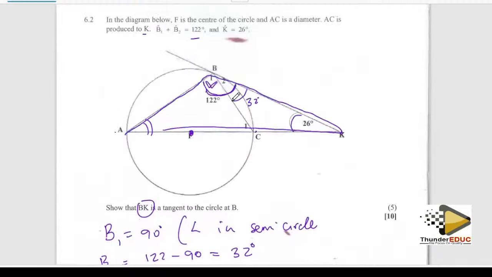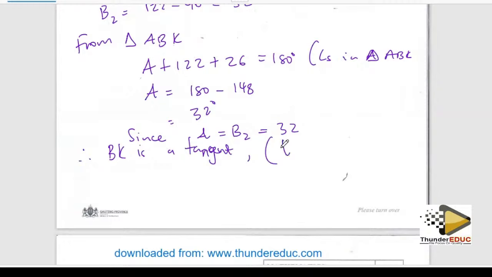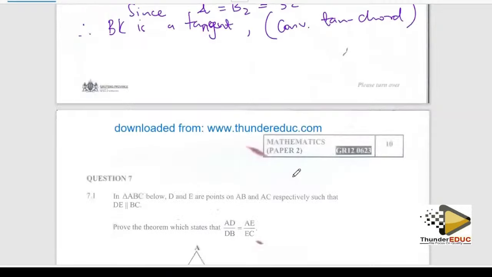So remember what we said, if A is the same as this B2, then it's a tan-chord. So therefore, BK is a tangent. Or we can say since A is the same as B2, which is equal to 32, therefore BK is a tangent. And the reason is going to be the converse of the tan-chord. Or you can just say converse of the tan-chord. Okay, that is question number 6.